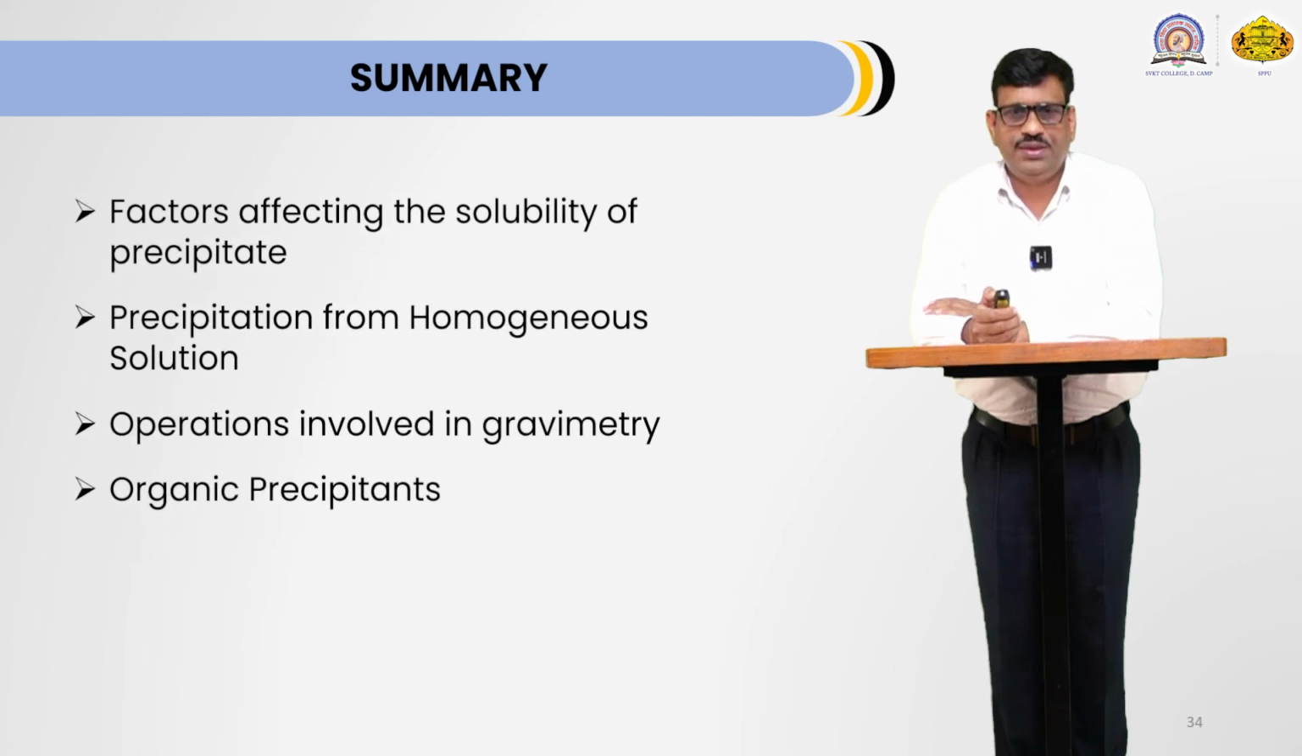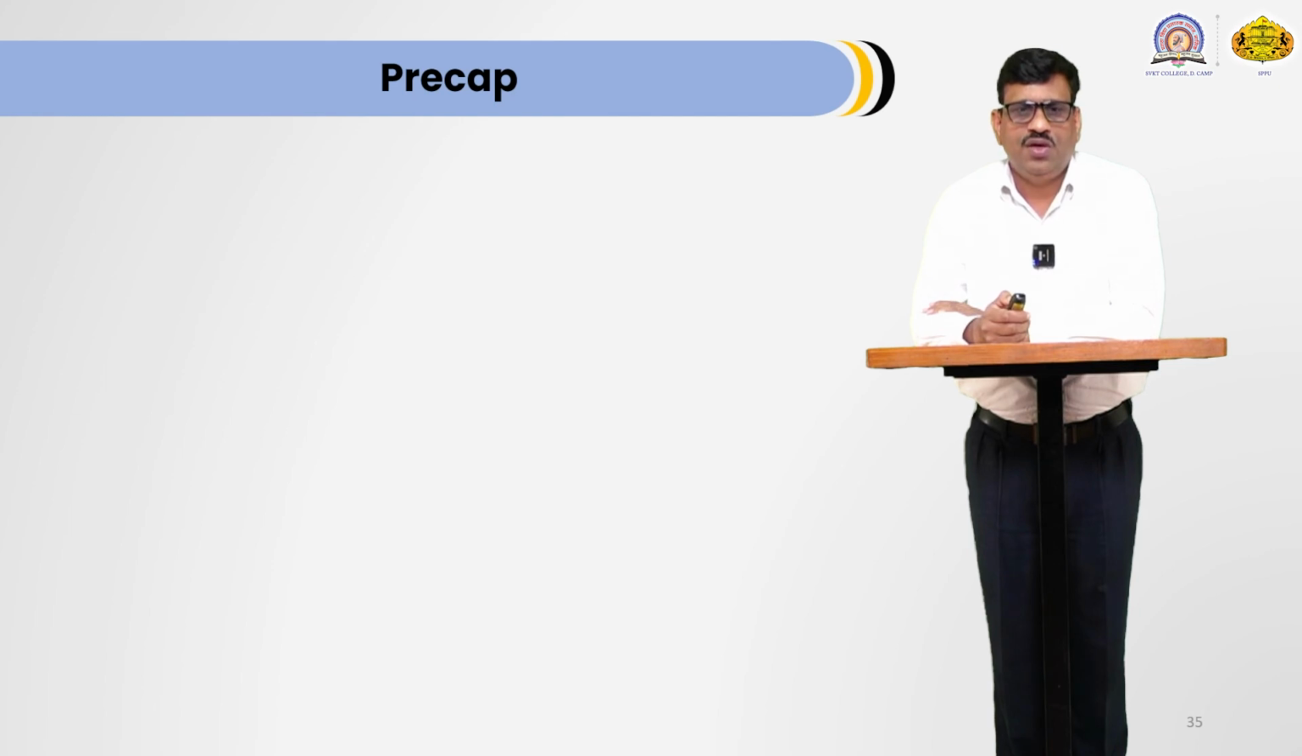Summary of today's lecture. We have discussed various factors affecting the solubility of the precipitate. We have seen the effect of acid and the effect of solvent. Then we discussed homogeneous precipitation. We discussed several operations involved in gravimetry, and finally we saw some organic precipitating agents. Now recap.